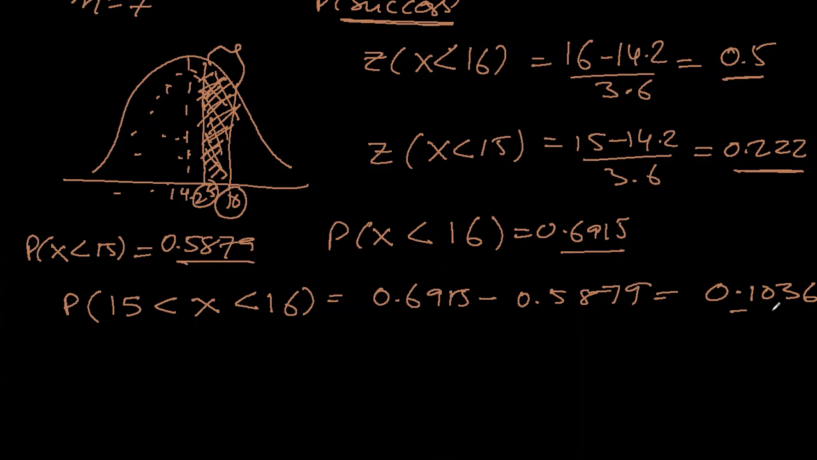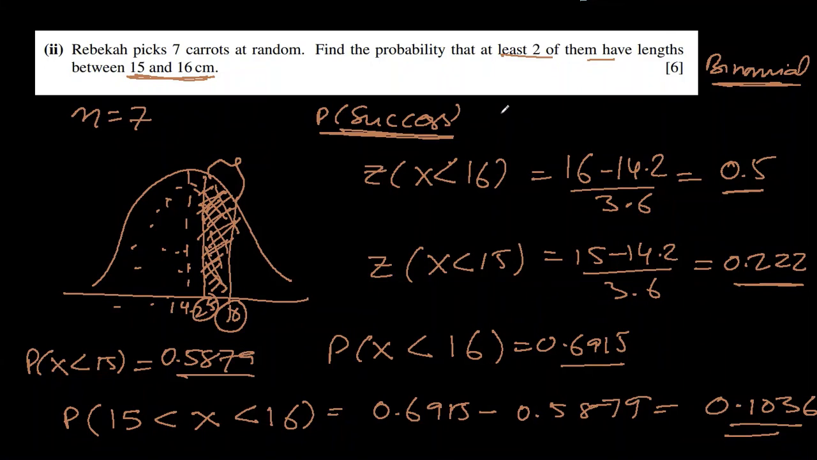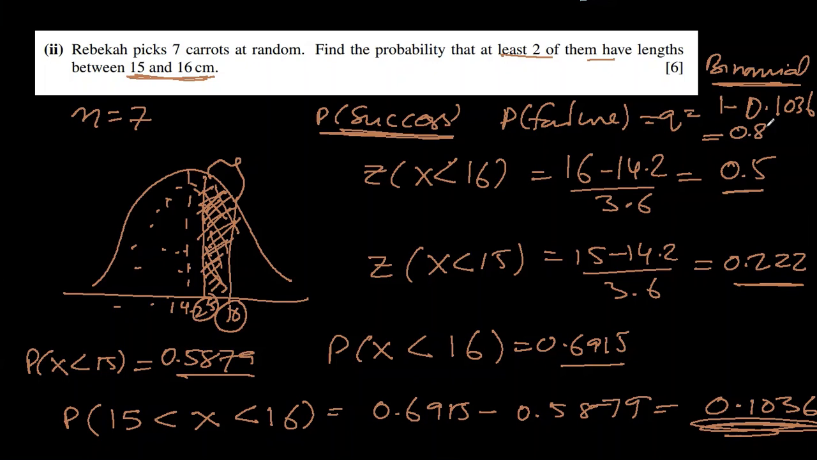Now, since we have this probability, this becomes the probability of success we were looking for here. So what does the probability of failure, which is Q, become? It will be 1 minus 0.1036. If this is success, failure will be 1 minus success. So it will be 0.8964. So we have P with us now, we have Q with us, and now we can use binomial distribution because we have a fixed number of selections and we want a specific number of selections. How many? At least 2.